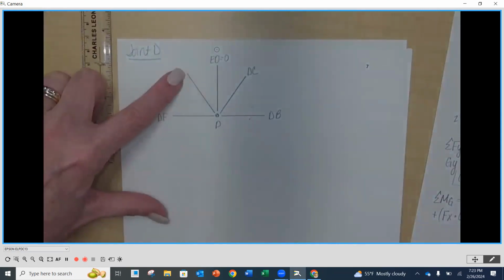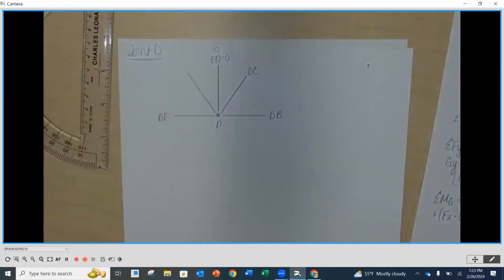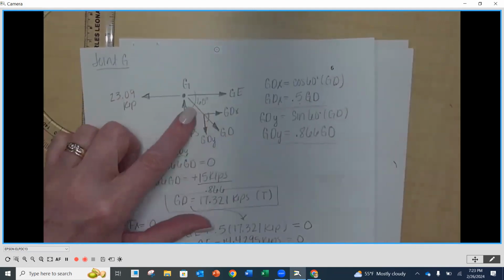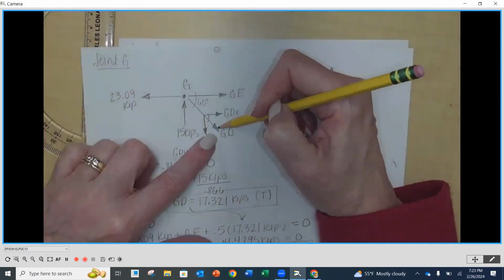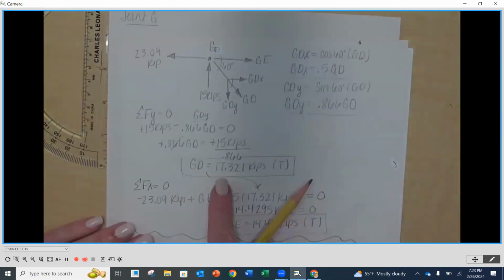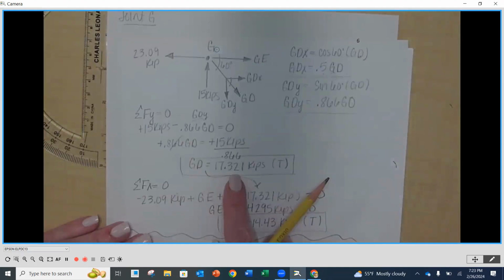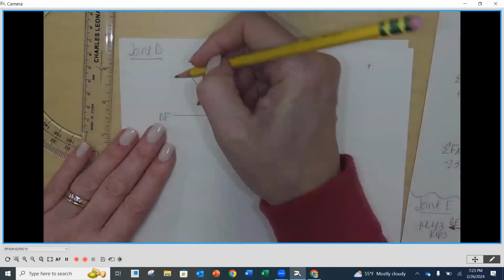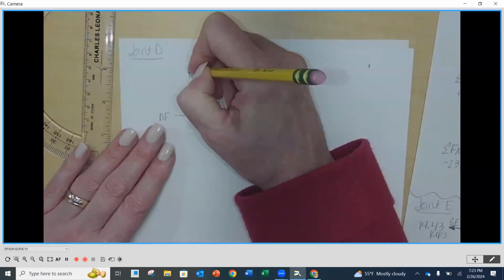Now I did have D connected up to G, so I'm going to go back to my joint G. And I have GD in tension pulling away, and its magnitude was 17.321. So that means this is going to go up and to the left.